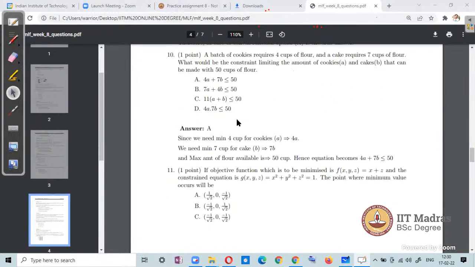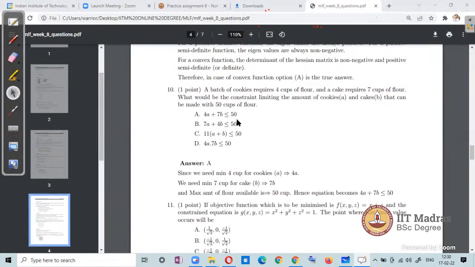Sir, the question seems a little confusing because it talks about flour and then it gives the names A and B to the cookies and the cakes. If the flour is A or something, then we can say 4A plus 7B because we need 4 cups of flour. I got a bit confused with the question as such.